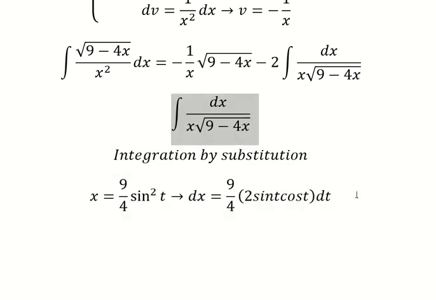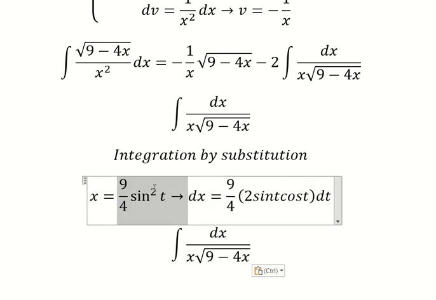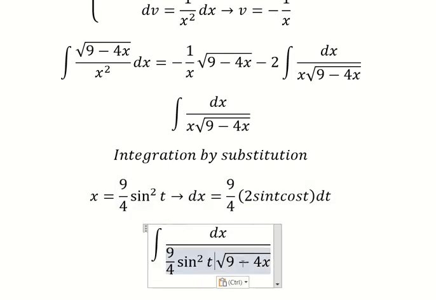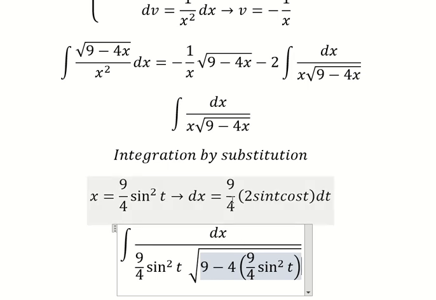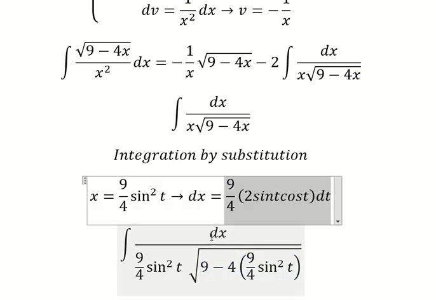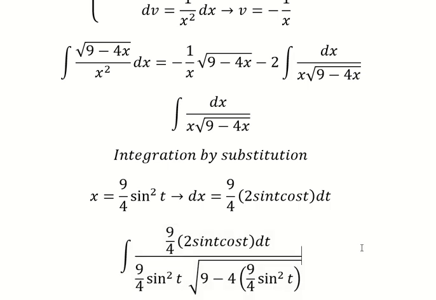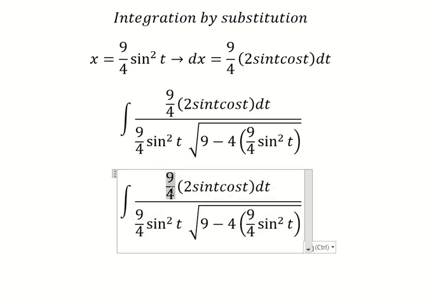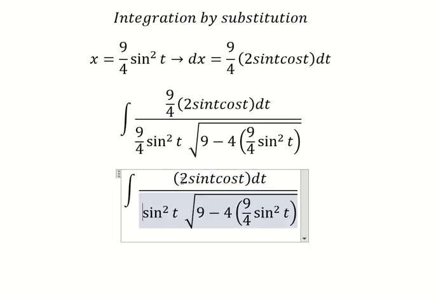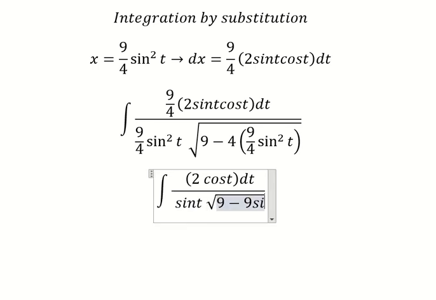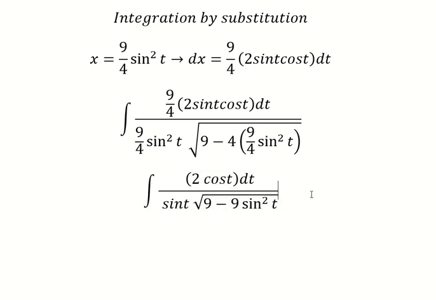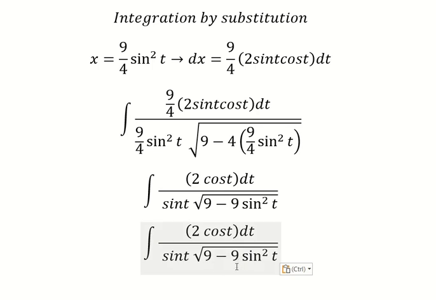So, we put this one in here and here. The s we change for this one. So we simplify this number in here and here. Sine t, we simplify. So 4 divided by 4. So 9 and 9.